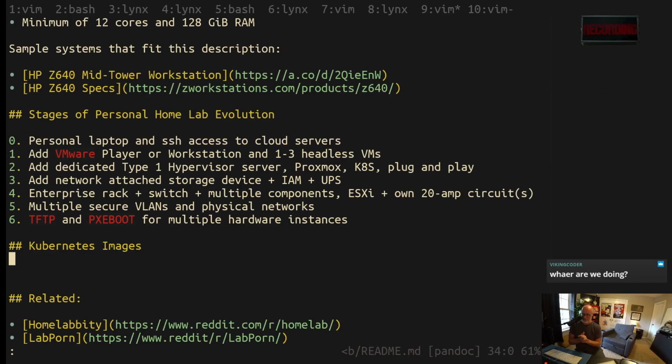You have to have a home lab. I don't have to justify to you why you need a home lab, but you have to have a way to do work and to practice off the clock. So stage 0: personal laptop, SSH into a cloud server. Do everything that way, right? You can run whatever you want on the laptop. If you want to, you can switch that laptop over to Linux, and then your lab is just your laptop. Stage 1: add VMware Player or Workstation and 1 to 3 headless VMs.